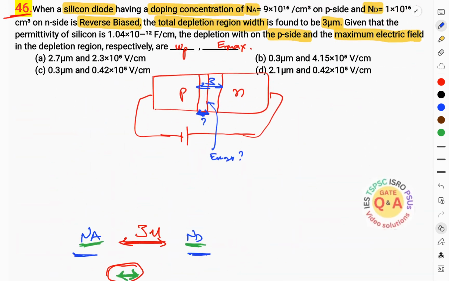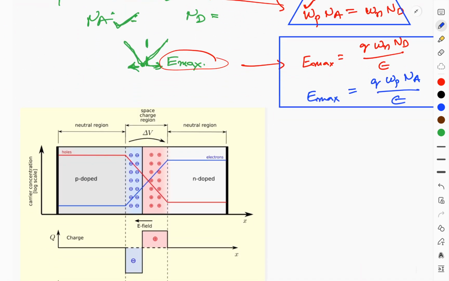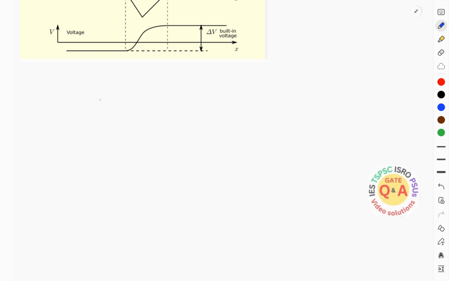So we will be given the Na value, Nd value, total width and permittivity. By using this data, we will get our required equation: P side width into acceptor concentration is equal to N side width into donor concentration. The total width is also given, meaning P side width plus N side width is equal to 3 micrometer. From this, WN is written as 3 minus WP in micrometer.